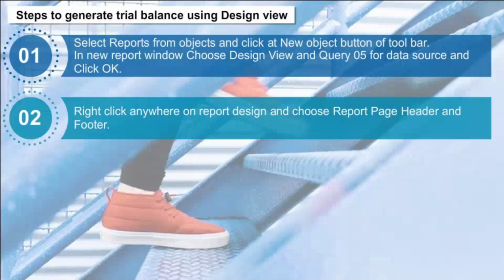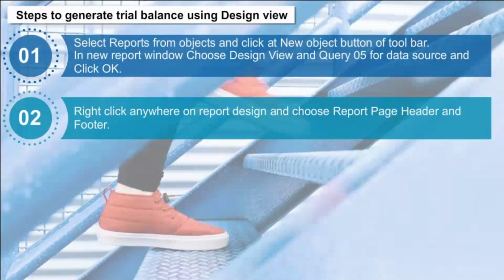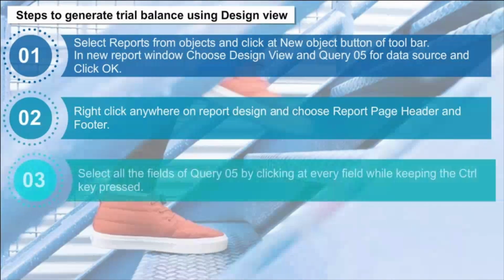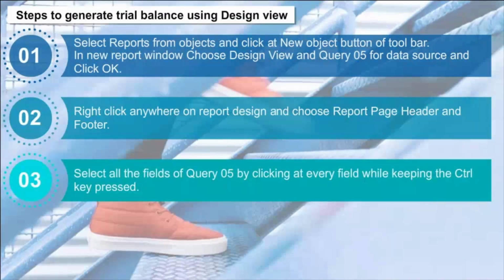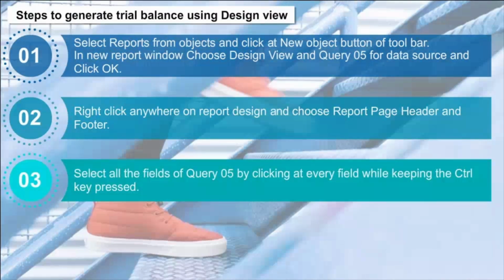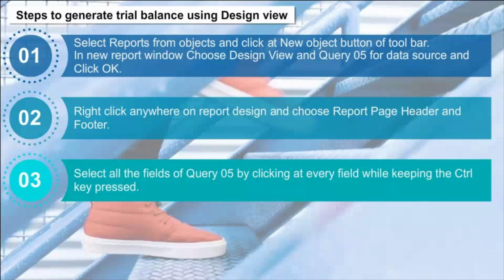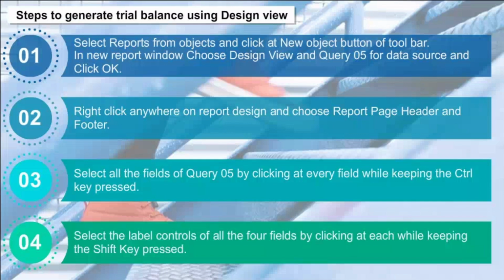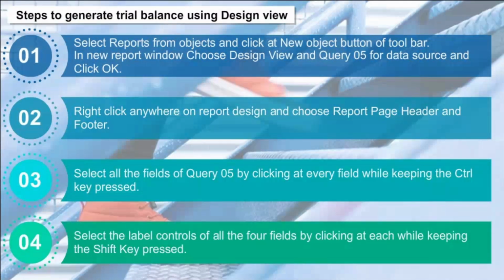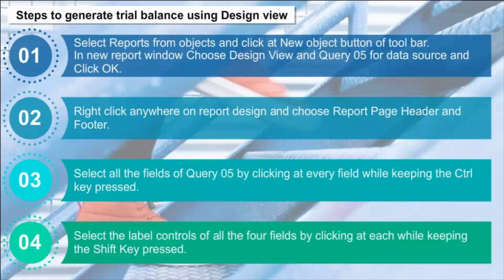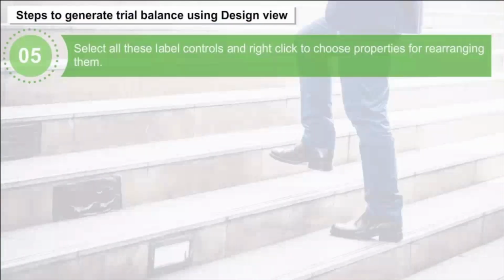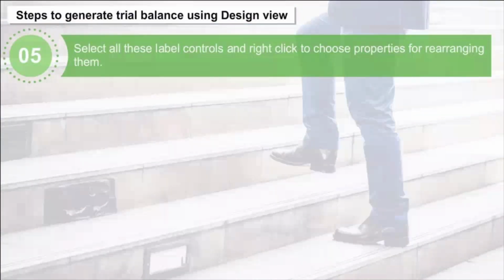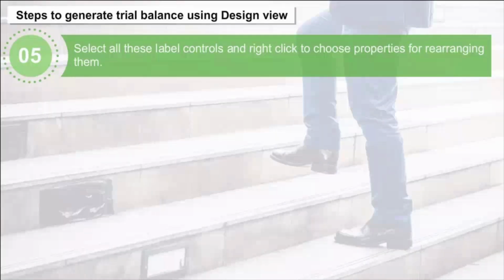2. Right-click anywhere on Report Design and choose Report Page, Header and Footer. 3. Select all the fields of Query 05 by clicking at every field while keeping the Control key pressed. 4. Select the label controls of all the 4 fields by clicking at each while keeping the Shift key pressed. 5. Select all these labels, Control and right-click to choose properties for rearranging them.